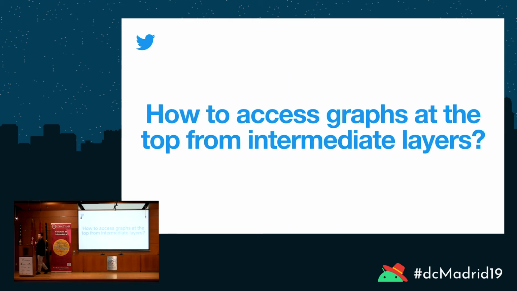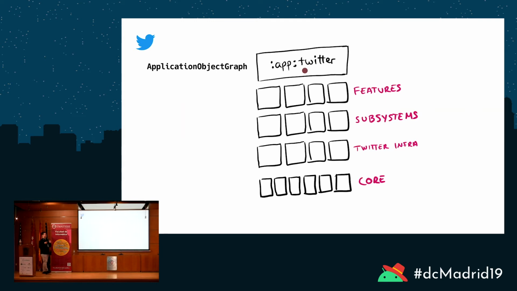So then, given the big graphs are in the top layers, what if we want to extract some objects from intermediate layers, so things that are below it? All of these things that we talked about, subgraphs, might look like a silly thing to you, but this is where they come in handy.